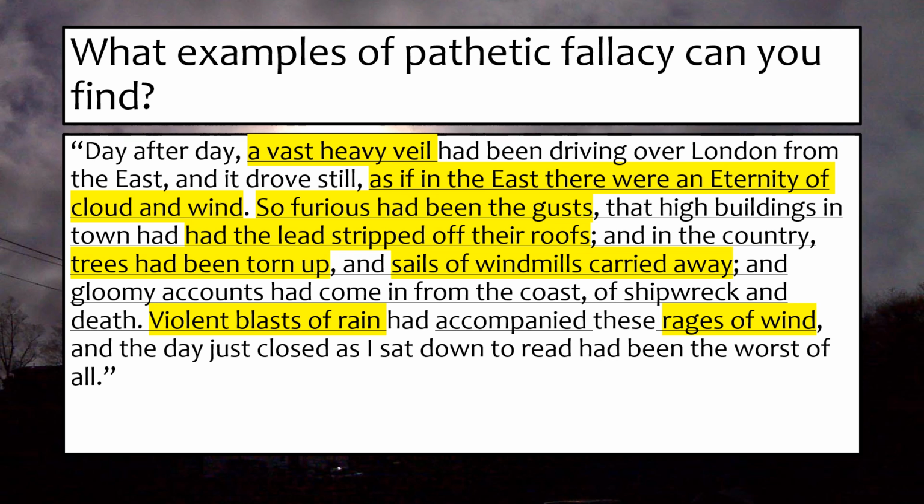The idea of it being a veil gives us a sense that there's obviously quite a bit of secrecy, a bit of mystery, some suspense. So again, we're definitely seeing that this extract belongs to a Gothic horror novel, just from that bit alone. It then says, as if in the east there were an eternity of cloud and wind. So we're getting an idea here through the pathetic fallacy that there is just constant misery. It's never ending. Okay, there is almost no light in this area because it is an eternity of cloud and wind.